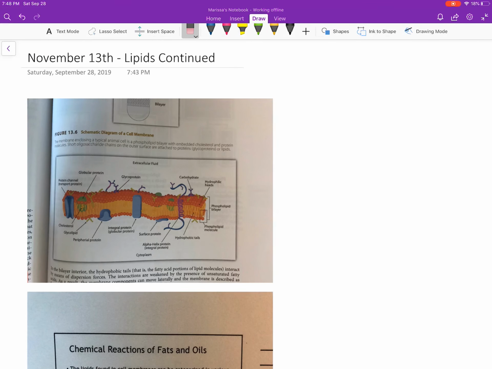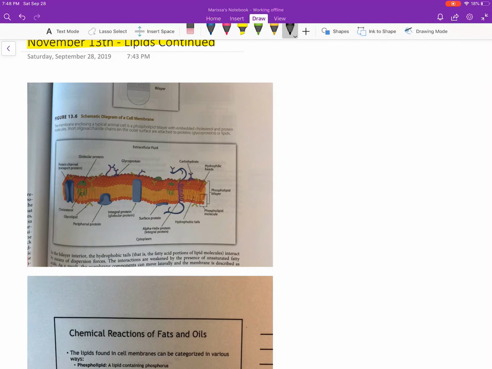Okay, so today we are going to complete chapter 13, which is lipids continued. Last time we talked a little bit about the lipid bilayer, and I said what we would start with this time. So it shows you, you can see it's much better.